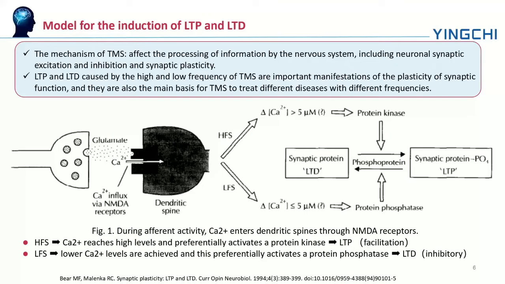And we usually use the high frequency rTMS or the ITBS to facilitate and to make LTP-like effects, and we use low frequency stimulation, which is the low frequency rTMS or the CTBS, to inhibit the excitability of the motor cortex and so on, to induce an LTD-like effect.